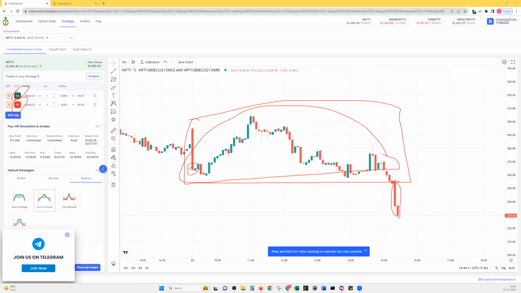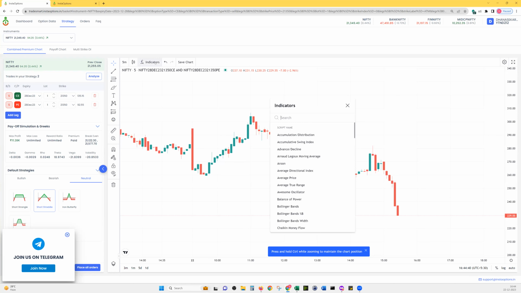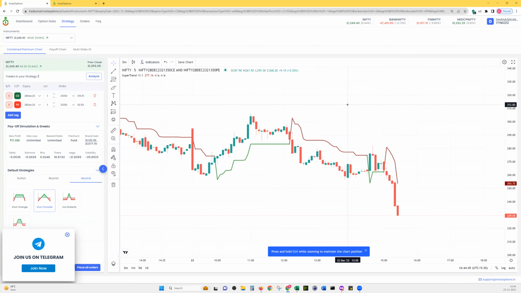So now, if someone puts a straddle over here or here, he would not have made a big profit till the end of the session. If someone had the guts to take that straddle at this point, he would have made money, or else no one would have made money over here. This is okay, this is also still okay. But what else can be added? Just go and click on indicator and put supertrend on top, on which you can take your trades.